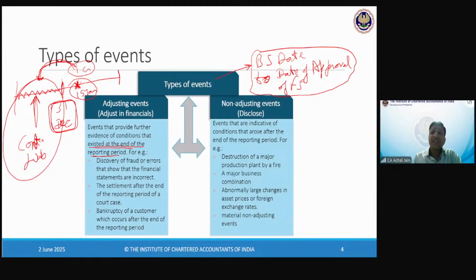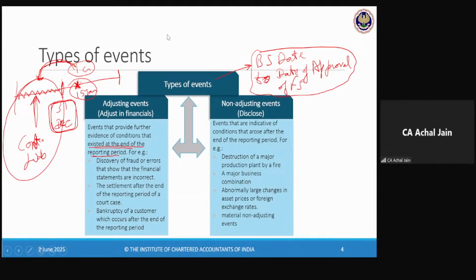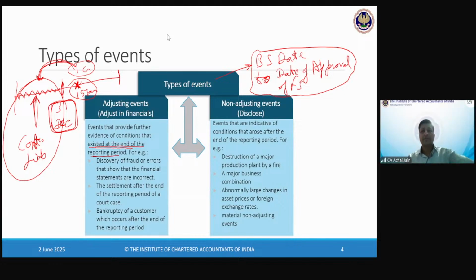Okay. This is what you call as adjusting event, means for which adjustment will have to be done in the financial statements for the reporting year. And what is the meaning of that adjustment? Recognition and measurement. Okay, so that is what you define as adjustment. Clear, everyone? Any questions on this? Quickly, any questions? Tell me quickly. If you have any questions, any doubts, please let me know.